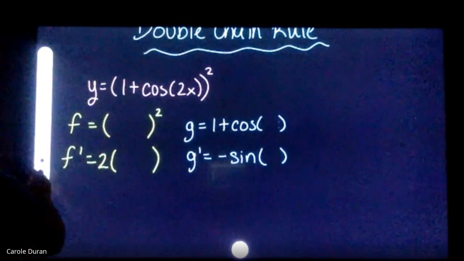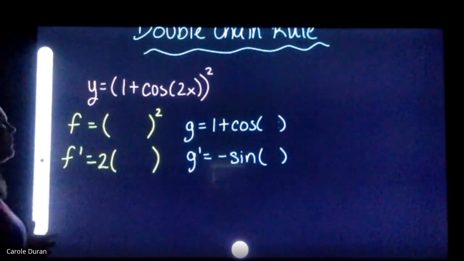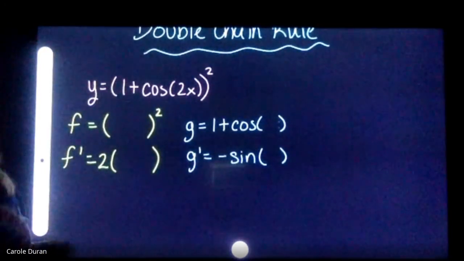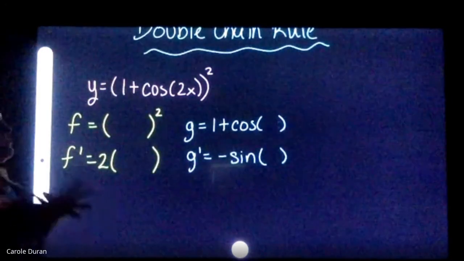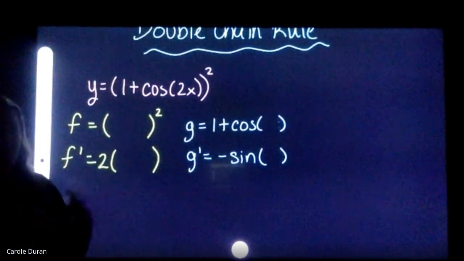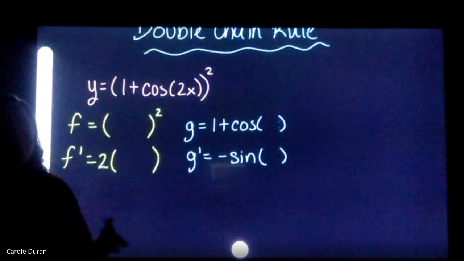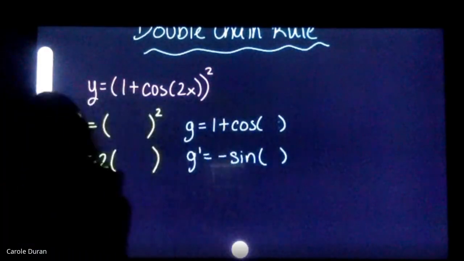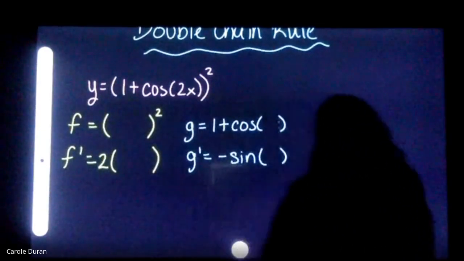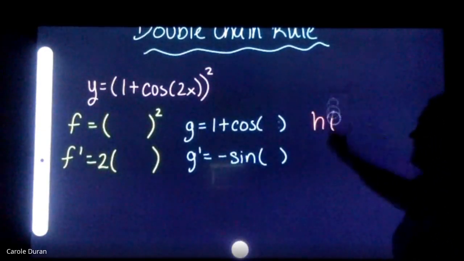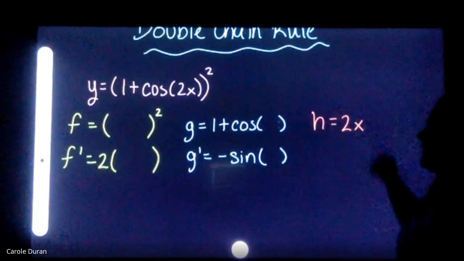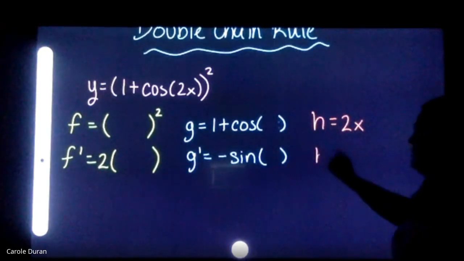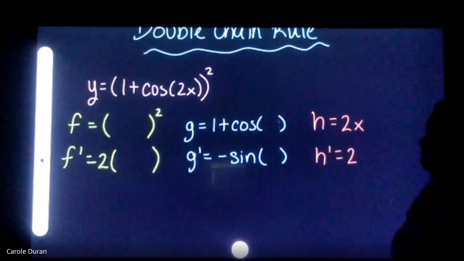And then I also have an h function because I have another set of parentheses that has a function inside of it. So pretty much every time there's a parentheses within a parentheses, it indicates another function that was being plugged in. I just used blue. So let's do red. So then I also have my h function, which is my inside function, which here is 2x. And then the derivative of that is just 2.